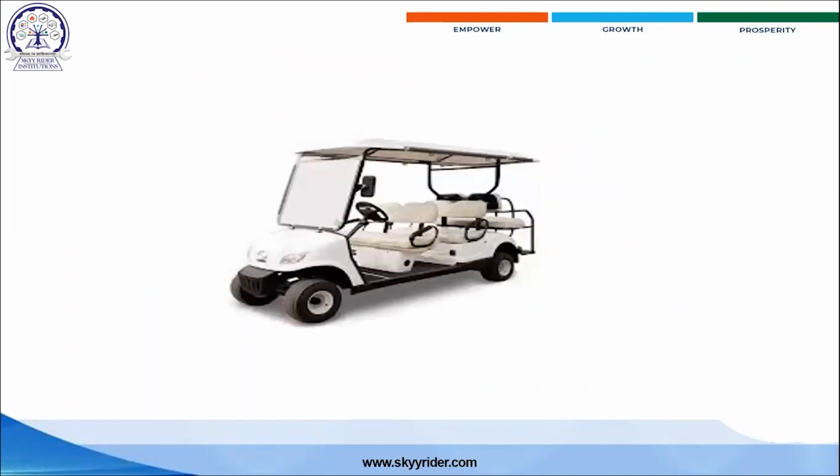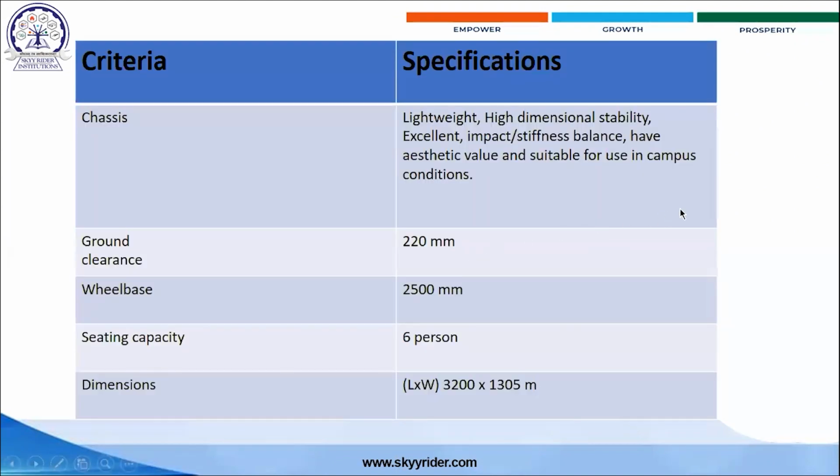Now this is the golf cart, the electric vehicle golf cart, and here it is using a ladder frame chassis. Now what conditions apply if you are manufacturing or designing something? The chassis should be lightweight with high dimensional stability. There should be low weight, because we are using an electric vehicle.